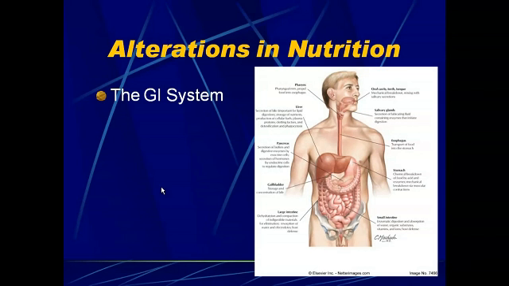This is part 1 of Alterations in Nutrition, the GI system. This is the normal contents in the GI system, as you see here. And there's a figure on page 872 that lists the contents of the GI system.